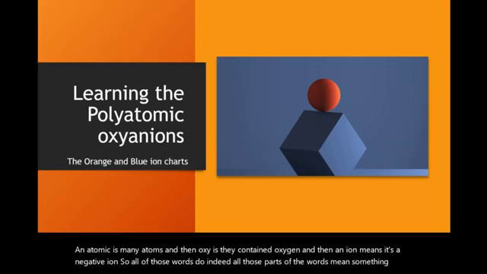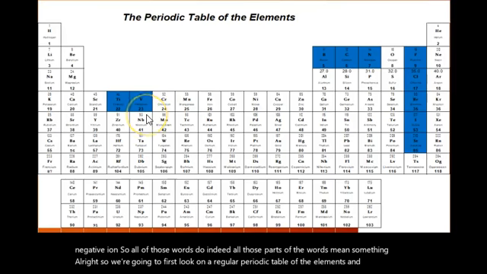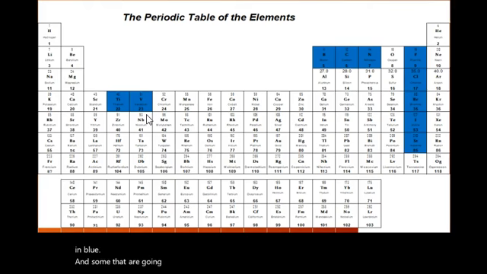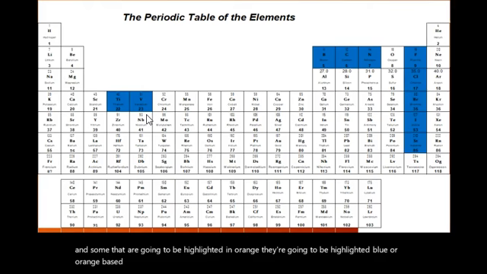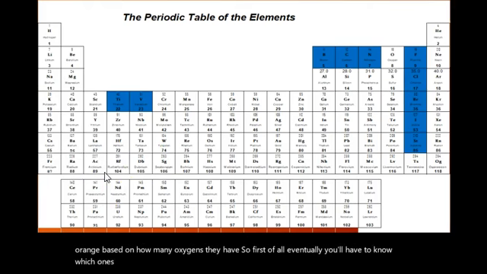All right. So we're going to first look on a regular periodic table of the elements and see the elements that we're talking about. There are going to be some that are highlighted in blue and some that are highlighted in orange. They're highlighted blue or orange based on how many oxygens they have. So first of all, eventually you'll have to know which ones are orange and which ones are blue from looking at just a regular periodic table of the elements.